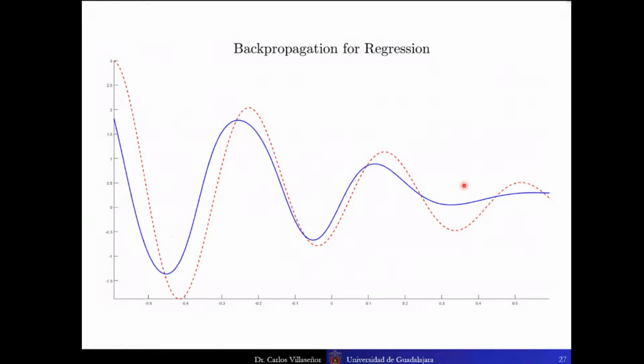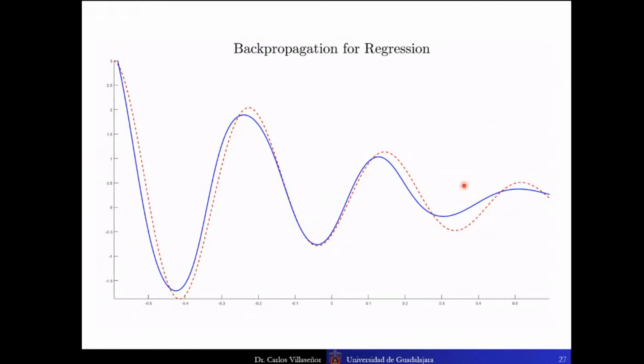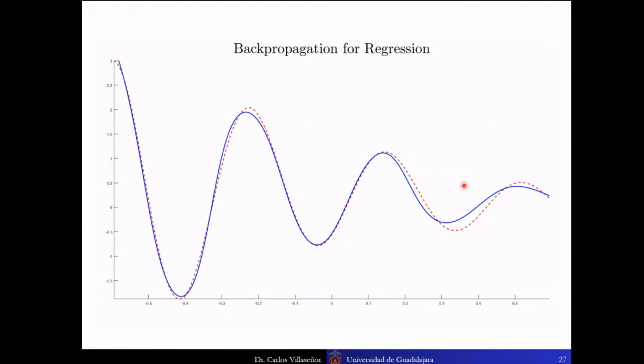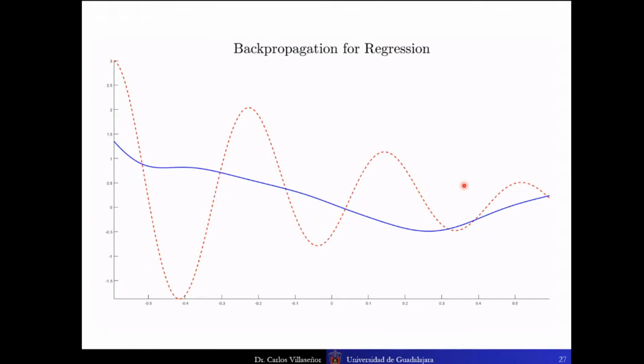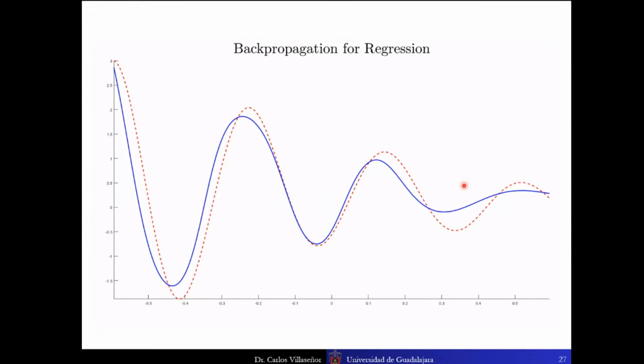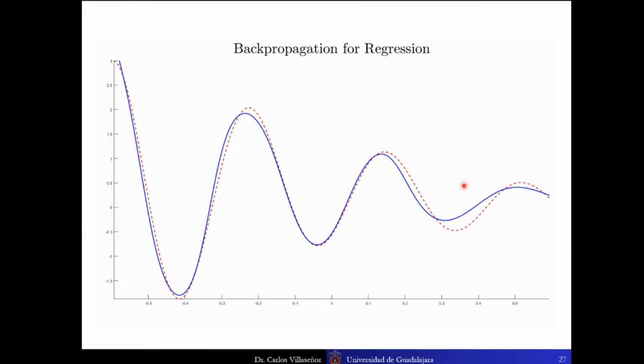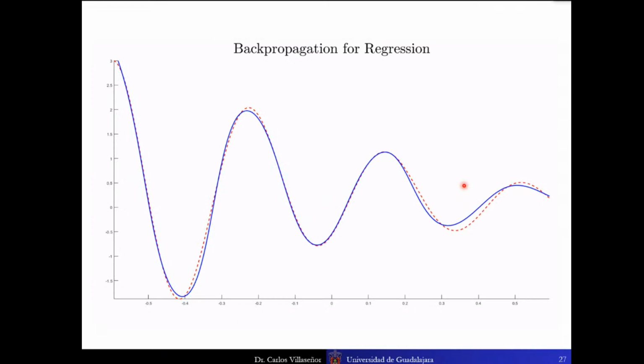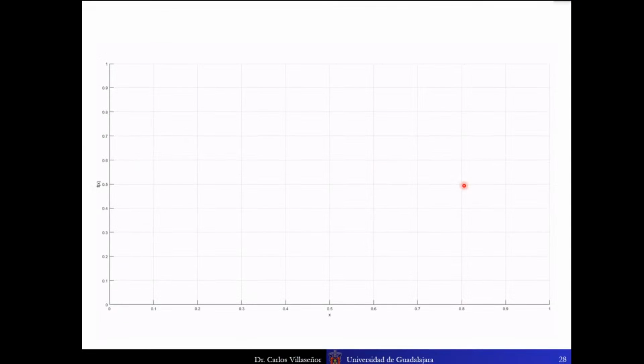For example, the red line is the objective one. We have the X as an input and the Y as a wished output. And as you can see, it's very easy for the network to approximate this kind of function. So in theory, we can approximate any continuous function. Let's see a more complex one.